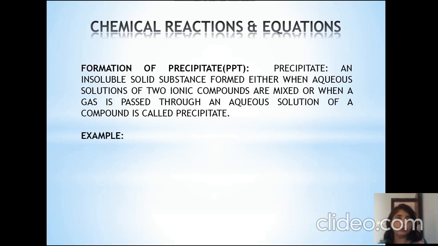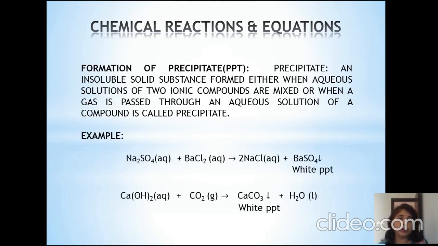Similarly, as we have seen in the last activity, when carbon dioxide is passed through lime water, calcium carbonate turns the lime water solution milky due to formation of a white precipitate of calcium carbonate. We'll see that a precipitate is denoted by a down arrow because a solid is formed. It is an insoluble solid. A precipitate is an insoluble solid.